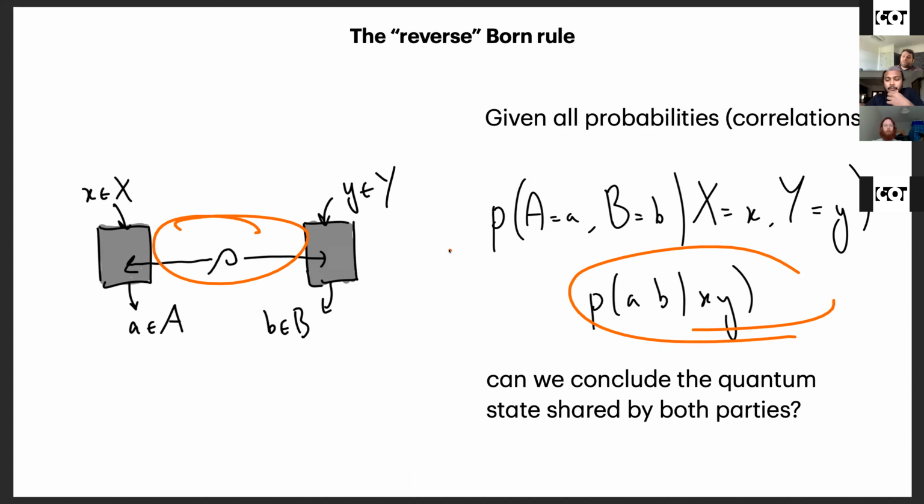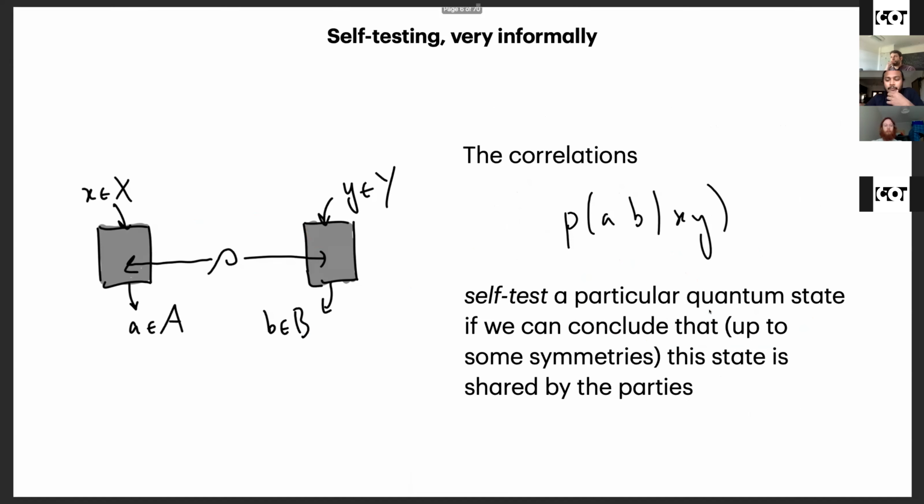So this is a bit like a reverse Born rule, right? In the normal Born rule, you're given your quantum state, you're given your measurements, and then from that you can obtain your probabilities. Here we're given the probabilities, and we want to go back and say something about the state shared by the two parties. So this, in a very informal, loose way, is pretty much the drive of self-testing, kind of thinking about this reverse Born rule.